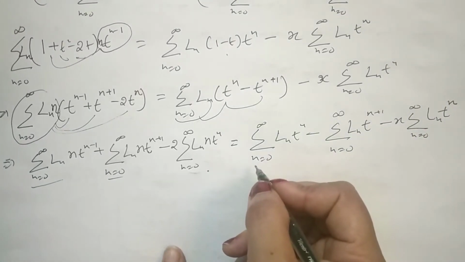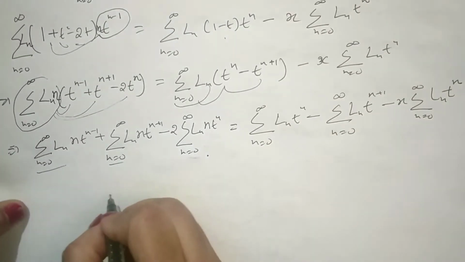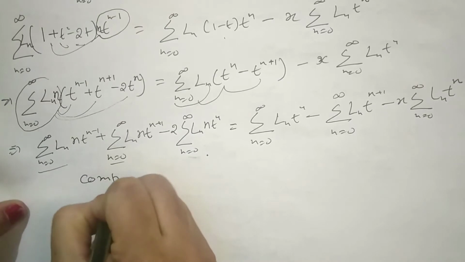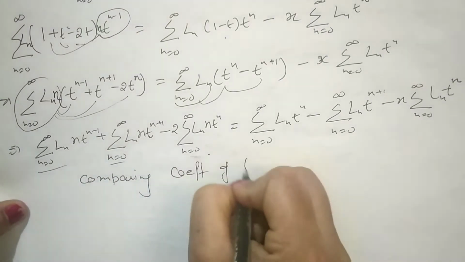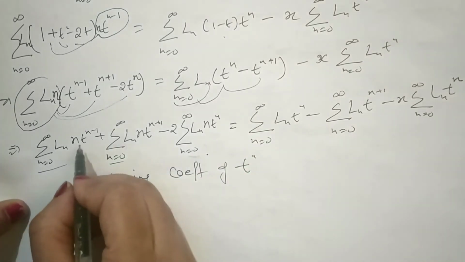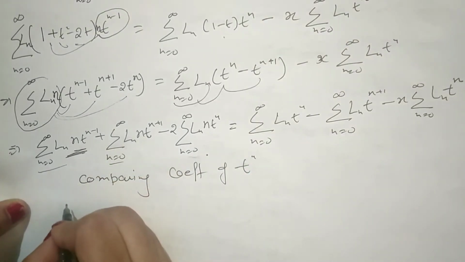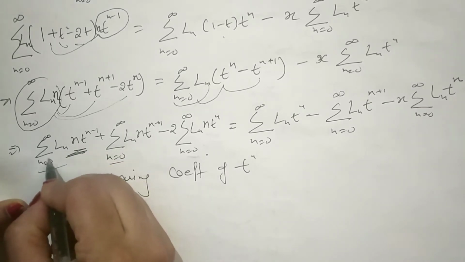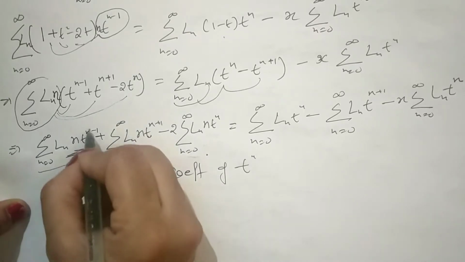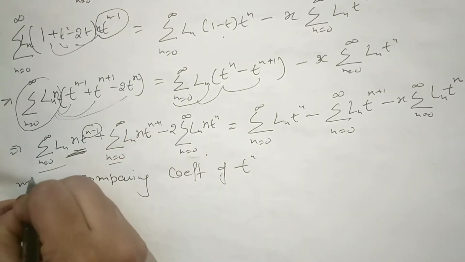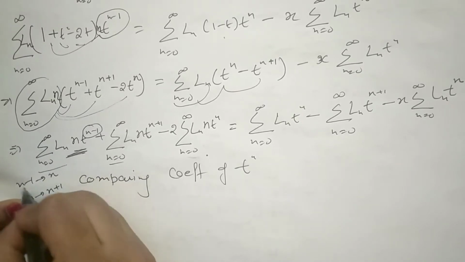Now what we have to do, we have to compare the coefficient of t raised to power n on both sides. Then comparing the coefficient of t raised to power n. So what will be the coefficient of t raised to power n here in the first term? It will be, when we put n equal to 0, 1 to infinity, and t raised to power n will have this term n minus 1 will be n, means n will be equal to n plus 1.